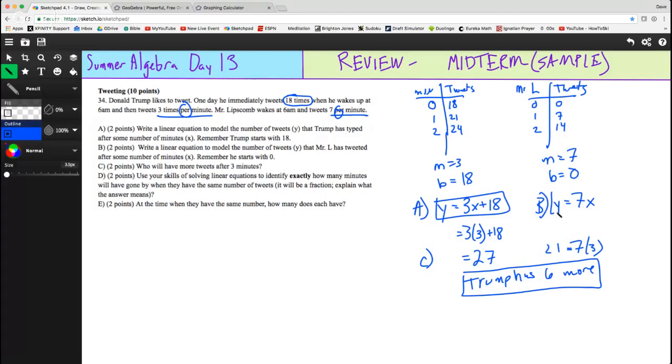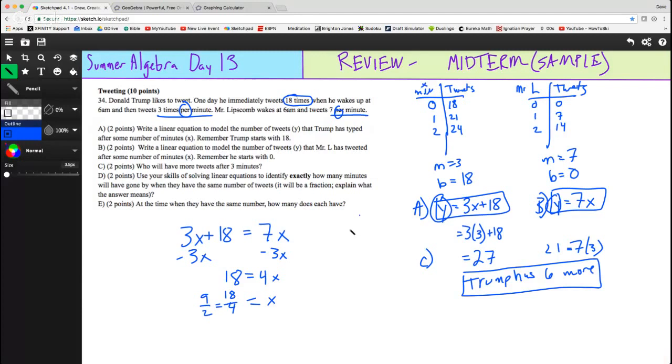Let's box all our answers. D, use your skills to identify exactly how many minutes will have gone by when they have the same number. Well, to have the same number, y has to equal y. So 3x plus 18 equals 7x. So subtract 3x from both sides, and we get 18 equals 4x, or x equals 18 fourths, which is 9 halves. So what is x? X is the number of minutes. So after 9 halves, or 4.5 minutes, it's the same number of tweets. That would be exactly how many minutes would have gone by.